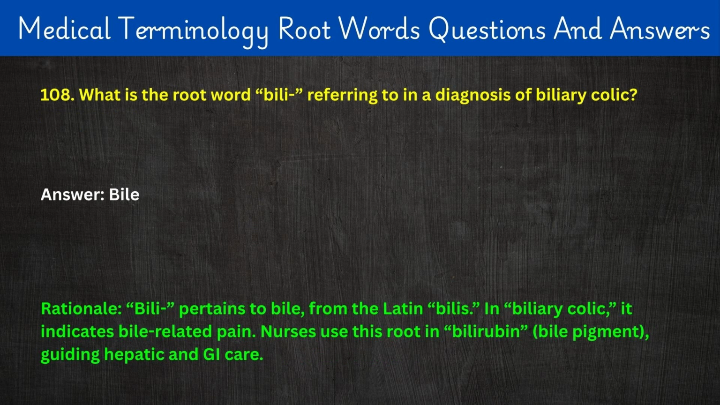108. What is the root word bili- referring to in a diagnosis of biliary colic? Answer: bile. Rationale: Bili- pertains to bile, from the Latin bilis. In biliary colic, it indicates bile-related pain. Nurses use this root in bilirubin, bile pigment, guiding hepatic and GI care.